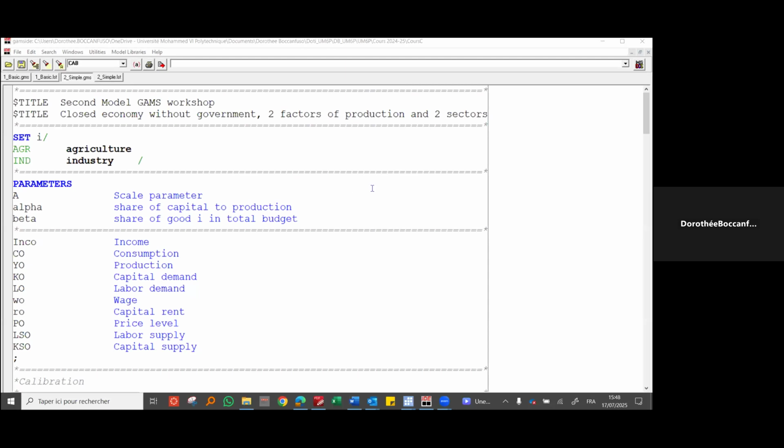Excusez-nous, on est sur... Est-ce que vous nous entendez? Oui. Très bien. Alors, je vais partager. Je me suis mise sur mon ordinateur. Voilà.